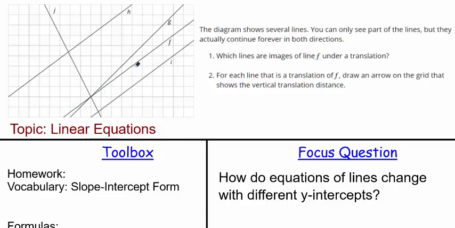So here is line F. And we know when lines translate, they just slide somewhere, right? They don't rotate, they don't reflect, they don't get bigger or smaller, they just move to a different spot. So if I trace line F, like that.